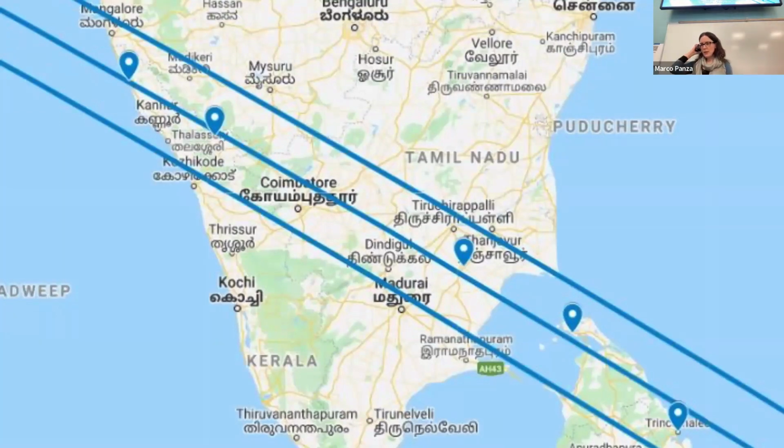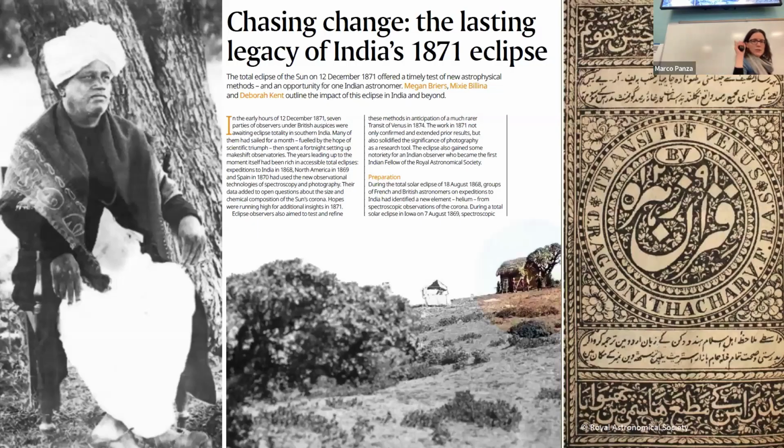So this is an eclipse in 1871. So this again, right, 68, 69, 70, 71, is again across the Indian subcontinent. And this is an interesting story because Reginath Achari, on the left there, was at the Madras Observatory. He was a local child who'd worked at the observatory and built his way up and got some training, and became the first Indian member of the Royal Astronomical Society based on his observations in the 1871 eclipse.